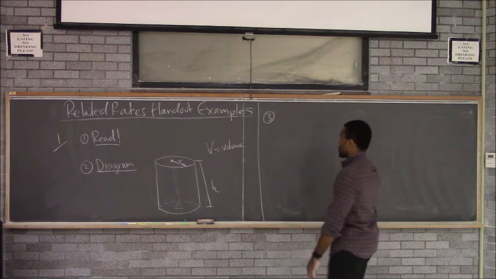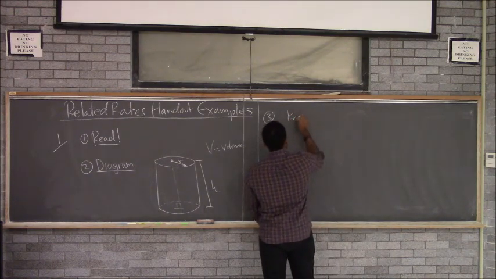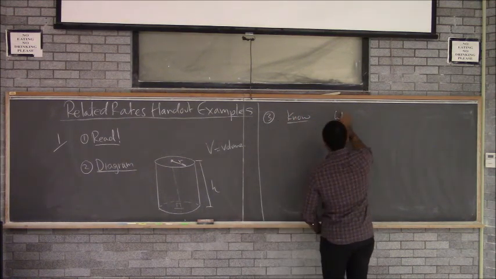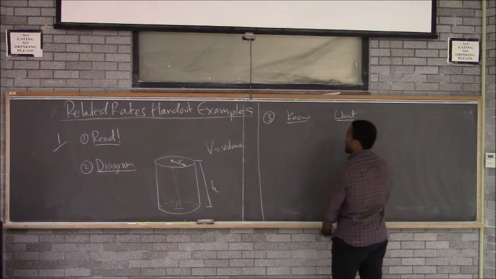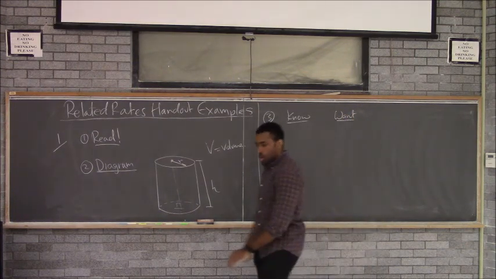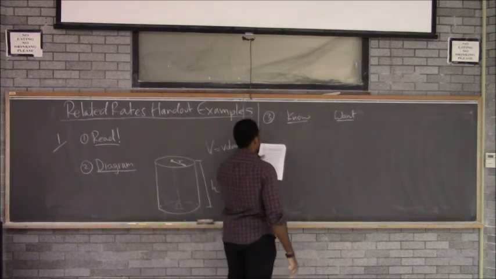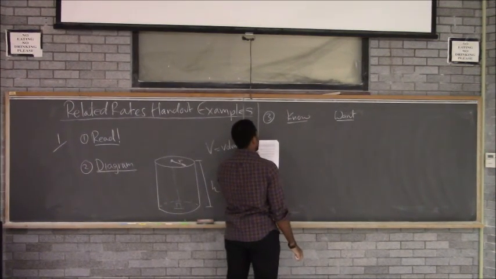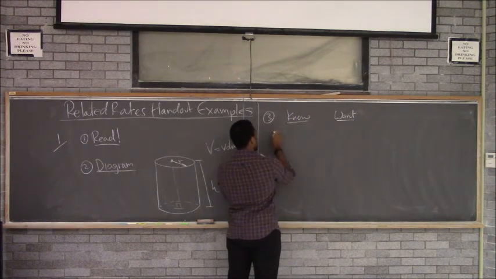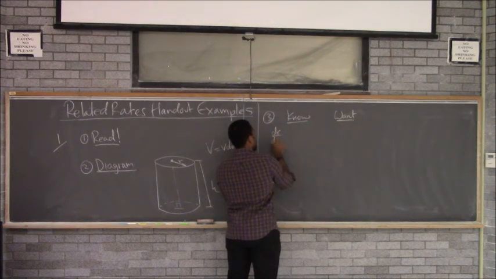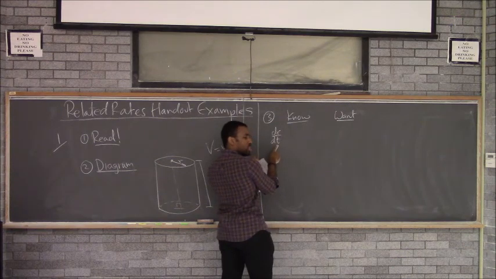Step three, we're going to write down what we know and what we want. What do we know about the situation? Well, I know that the radius is increasing at a rate of 1 meter per second. This means dr/dt, right? I like to write out the Leibniz notation in these problems just to remind myself that t is the independent variable.